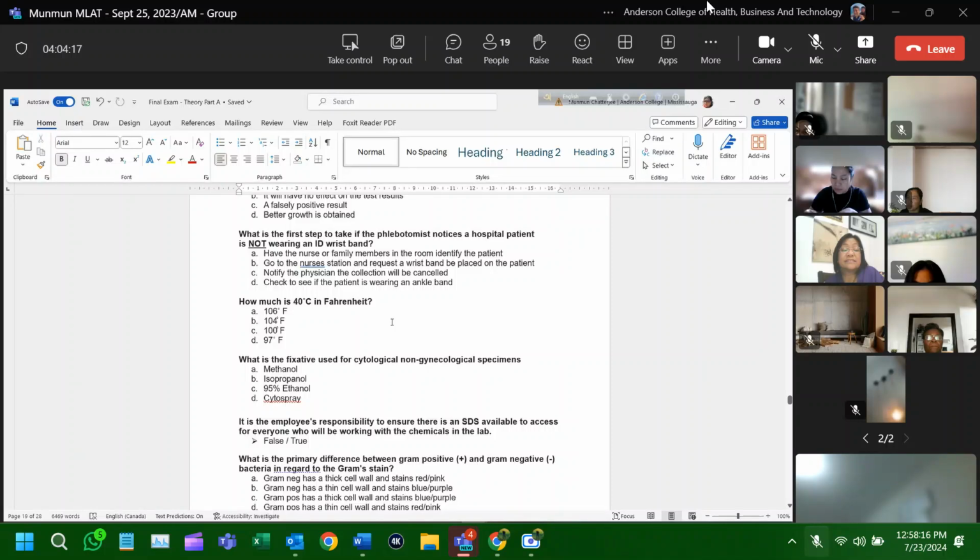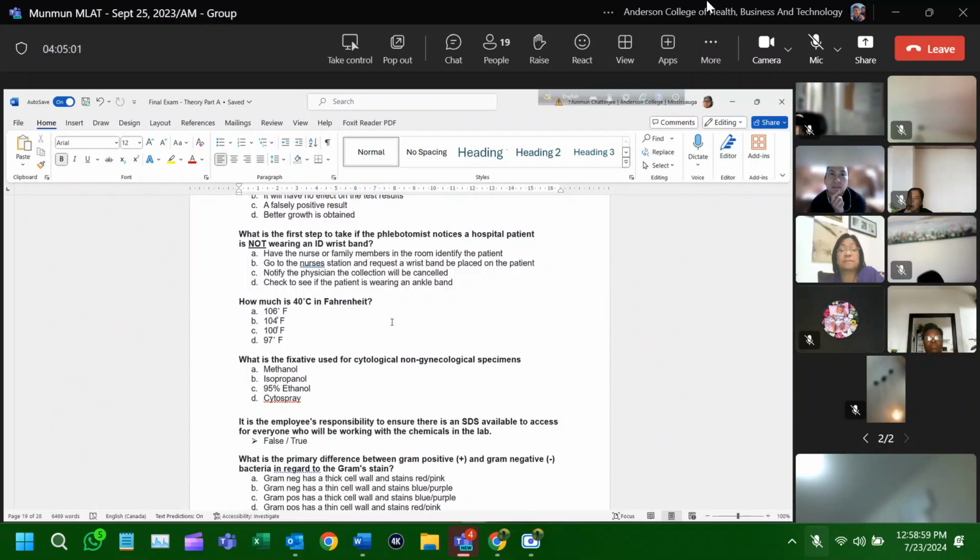What is the first step to take if the phlebotomist notices a hospital patient is not wearing an ID wristband? Letter A, nurse or family member identify the patient? No, a family member is not sufficient. It has to be letter B, ma'am. Go to the nurse, because the nurse who is dealing with the patient will know and will be able to identify the patient.